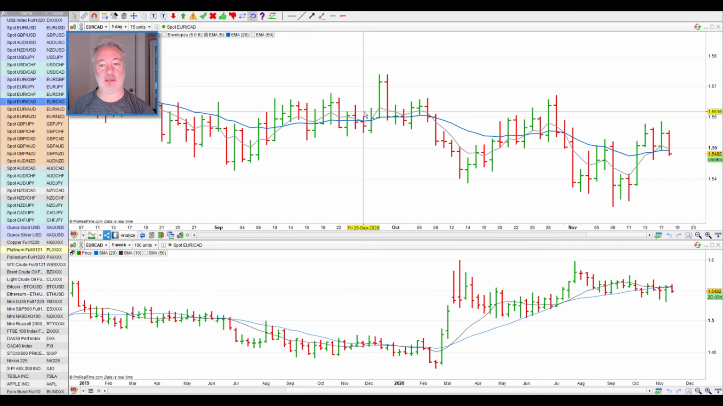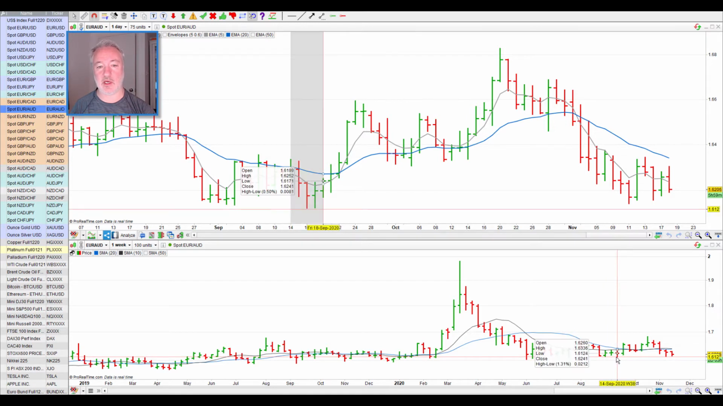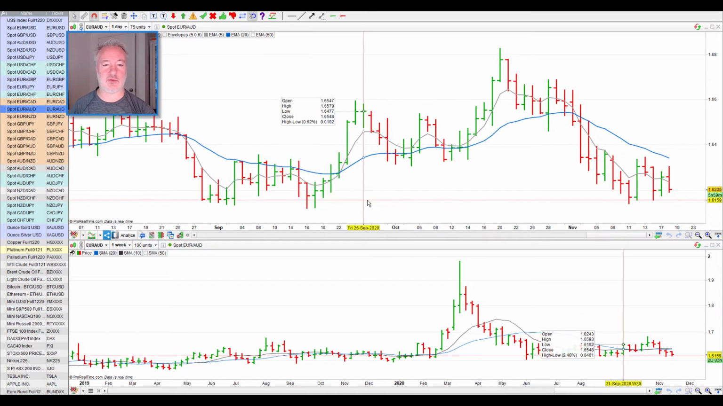Euro CAD is also bobbing above and below the moving averages. No clear direction there. Euro Aussie is pushing to the downside. It's much more visible on that weekly time frame. And I wouldn't really get too comfortable with that until it breaks below that level, if it breaks below it.